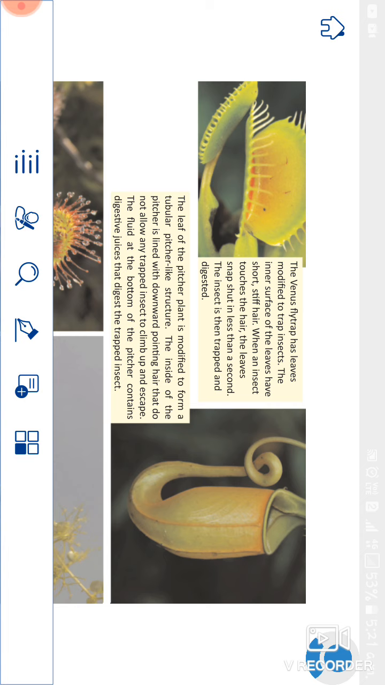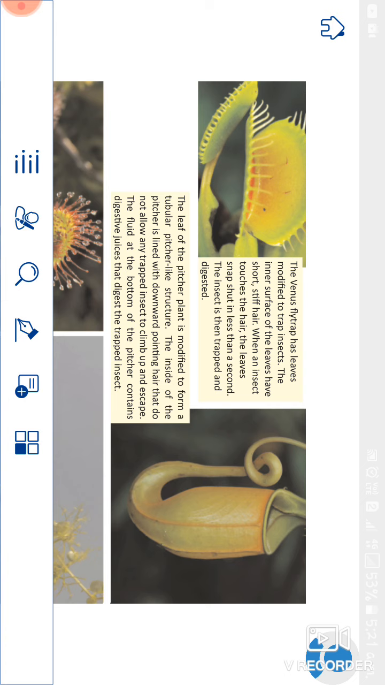The inner surface of the leaves have short stiff hair. When an insect touches the hair, the leaf blades snap shut and trap the insect behind the innermost hair. Okay, so the insect is then digested. Understand that? That is Venus flytrap, the first picture.